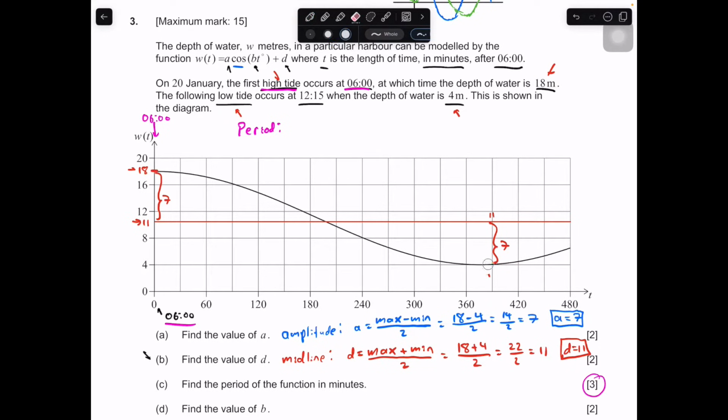And I'm going to erase some of this, I suppose. All the way here, we have our low tide, which it's hard to tell on the graph, and that's probably purposeful, I suppose. Low tide occurs at 12:15, and here it's in minutes, so we're going to need to do some conversion. But we know a max, we know when it occurs, and we know where the min occurs.